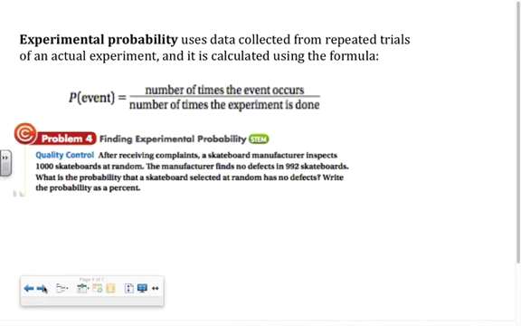So for example, in problem 4, 1,000 skateboards were inspected, 992 were found to be non-defective. So the problem is asking us, what is the probability that a skateboard has no defects? Well, 992 were found to have no defect out of the 1,000 that were tested. And you see that here they want us to express the probability as a percent.